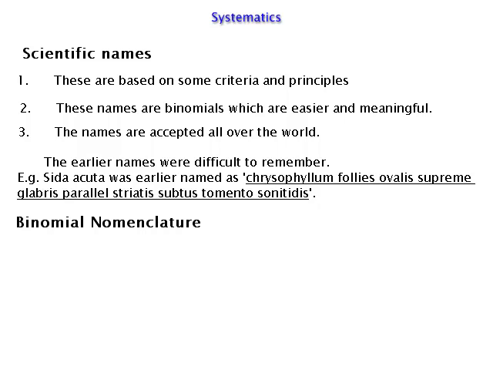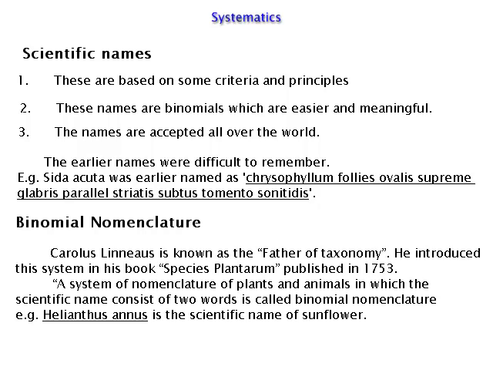Binomial nomenclature. Carolus Linnaeus is known as the father of taxonomy. He introduced this system in his book Species Plantarum, published in 1753. A system of nomenclature of plants and animals in which the scientific names consist of two words is called the binomial nomenclature. For example, Helianthus annuus is the scientific name for sunflower.